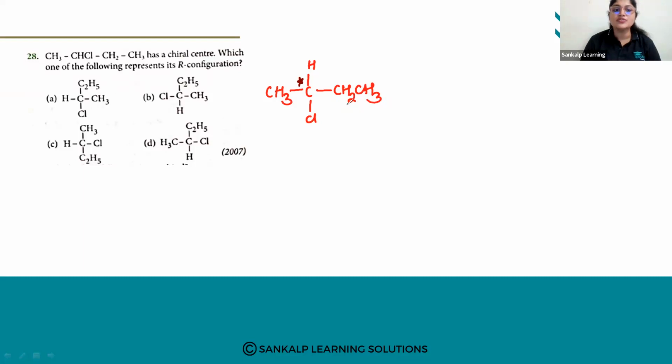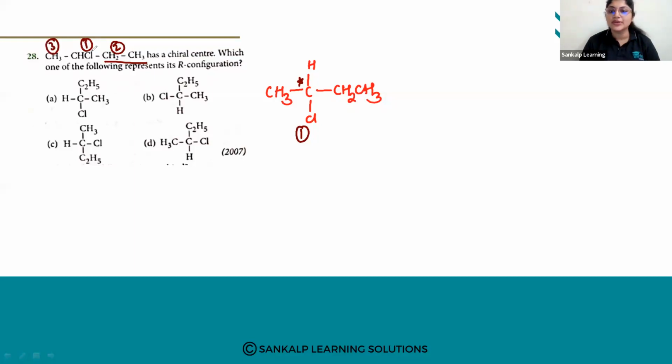We have to tell which of the following represents its R configuration. Now, whenever you are writing the Fisher projection, first give the priority. First priority will go to chlorine. Second, we can give the priority to this ethyl group, CH2CH3. Second priority goes to the ethyl group. Then the next priority goes to the methyl group.